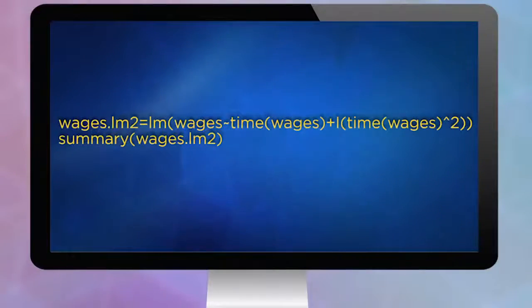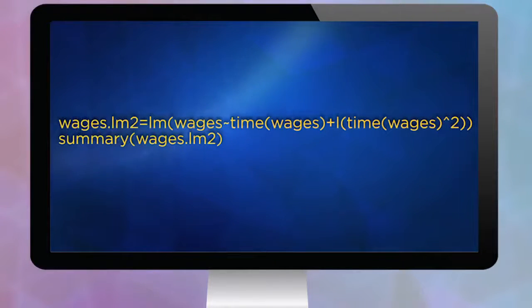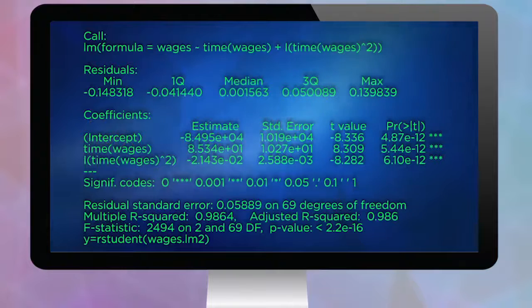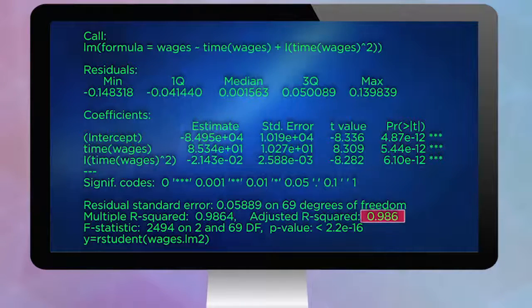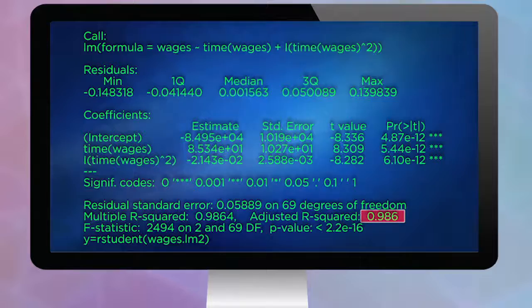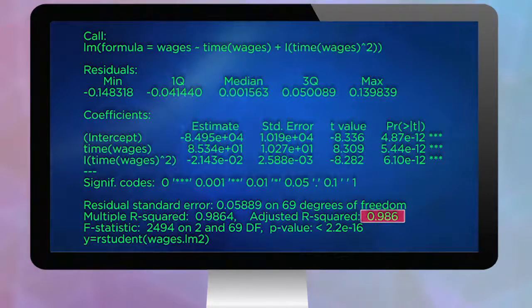All right, so next, why don't we try a quadratic fit? Let's see if that fits our data any better. So here's our quadratic fit. This is like fitting a polynomial regression, except here, remember, our variable is time. So now we're fitting wages as a function of the time of wages and then the time of wages squared. Check out our output. Again, all of those predictors are significant with extremely low p-values. And notice what our R squared value goes up to, close to 99%.